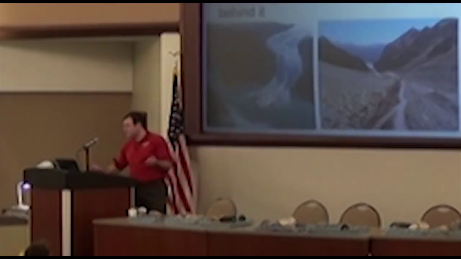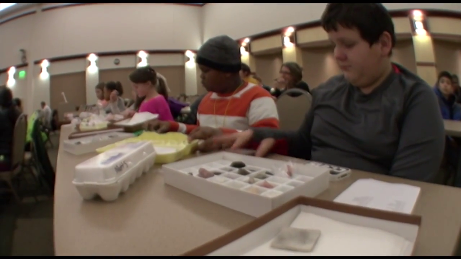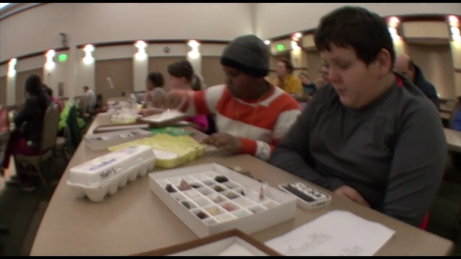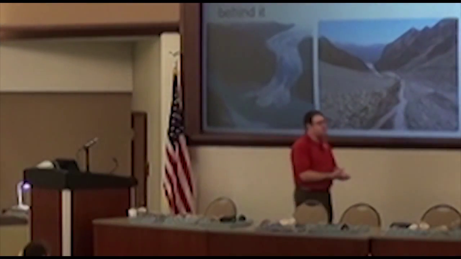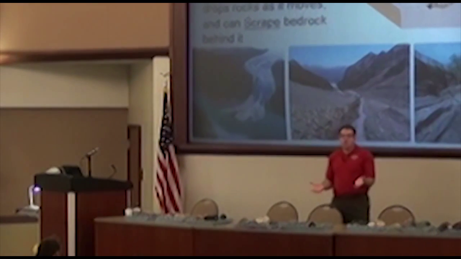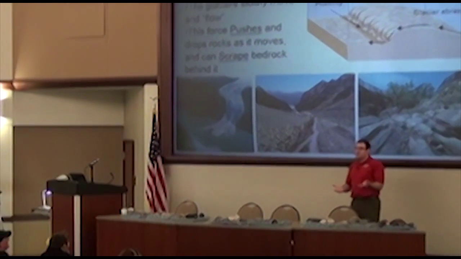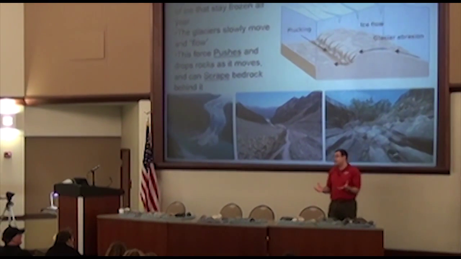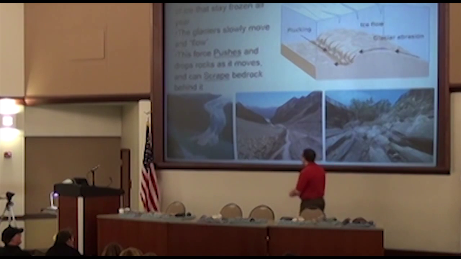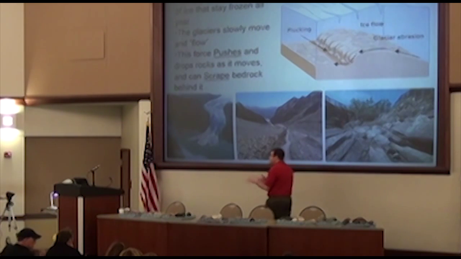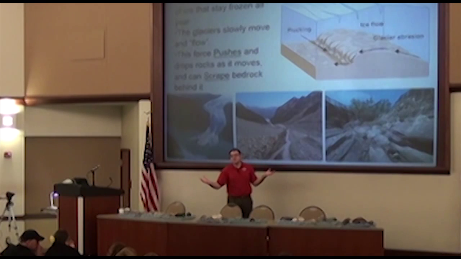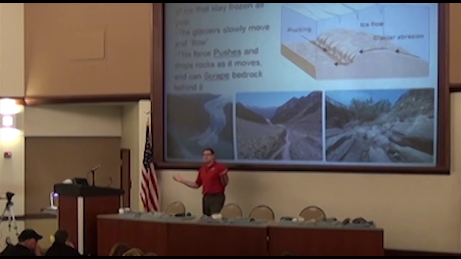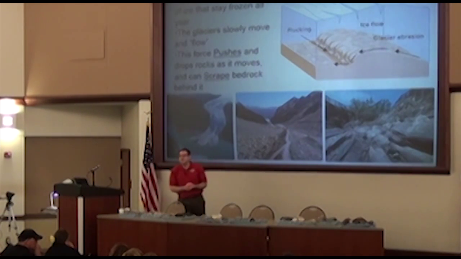Okay. All right, the next type of erosion we're going to talk about is the action of glaciers. Glaciers did some really cool things, and in Michigan, we actually can see a lot of them. We had glaciers here. So what glaciers do, well, first, what is a glacier? Does everybody know what a glacier is? Somebody tell me. What's a glacier? A big ice sheet.